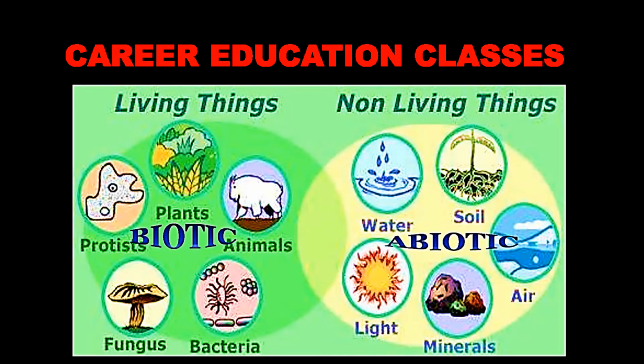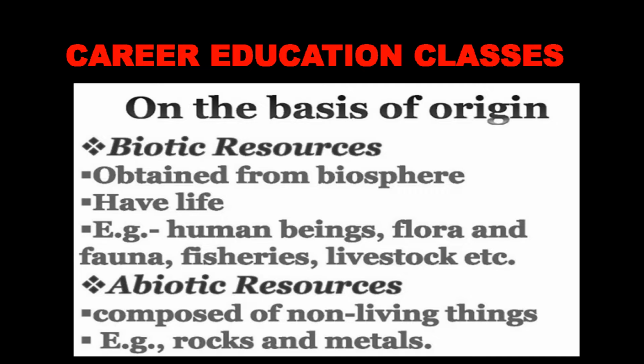Abiotic factors include water, soil, air, minerals, light, etc. Here, please remember both biotic and abiotic factors are important. Human beings, flora, fauna are included in biotic, and rocks, metals are included in abiotic resources. These are also classified on the basis of origin.